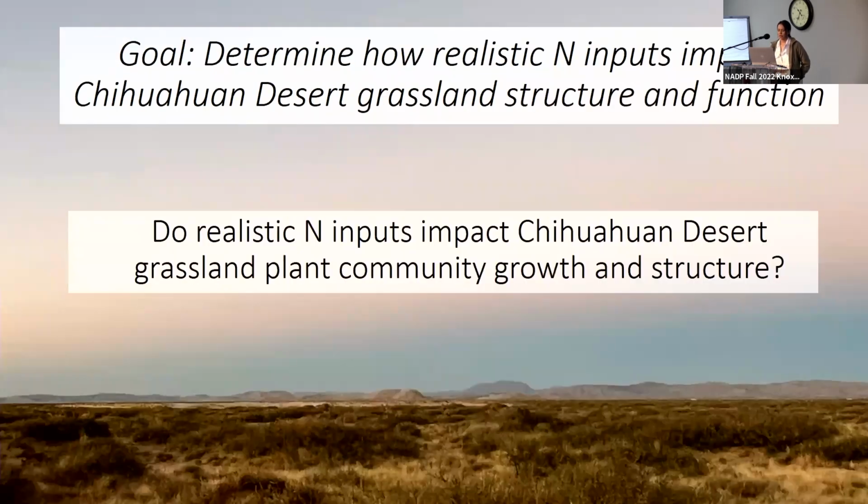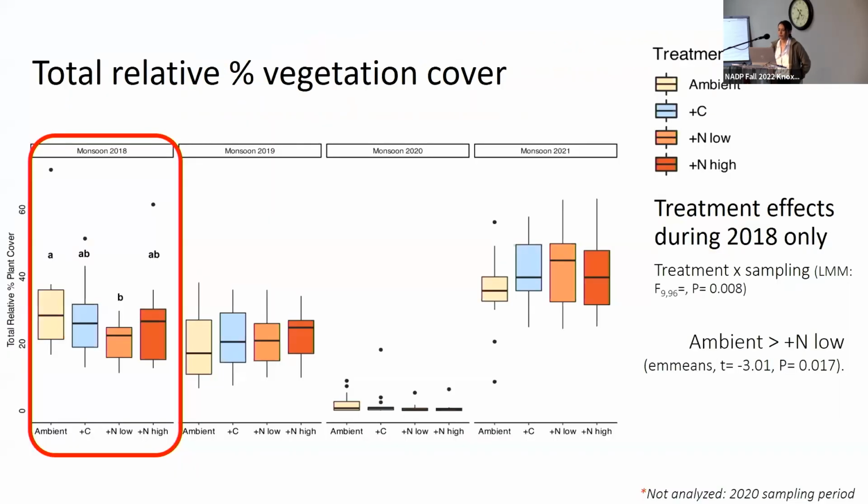So now I'm going to go over the nitrogen input effects on plant community growth and structure. Total relative percent vegetation cover, we only found treatment effects during the first year that we sampled, and the treatment effect was the percent cover was highest in the ambient plots versus the nitrogen low.